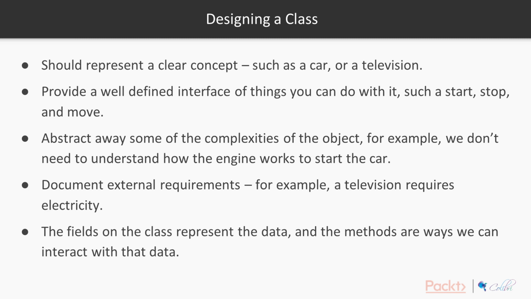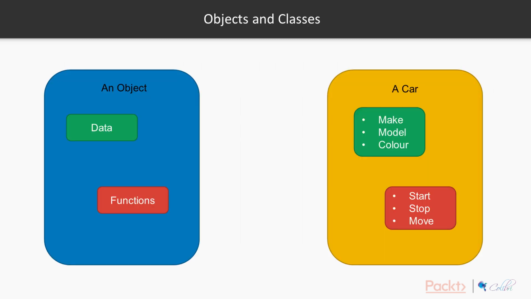And finally, the fields on the class represent the data, and the methods are the way we can interact with that data. So again, going back, the fields are these things here, the make, model, color, and the methods are start, stop, and move. And they will typically interact in some way with this data. Now, in order to start a car, we probably don't actually care about make, model, and color, but maybe we have some details about the engine or the fuel type, which are important for that start method.